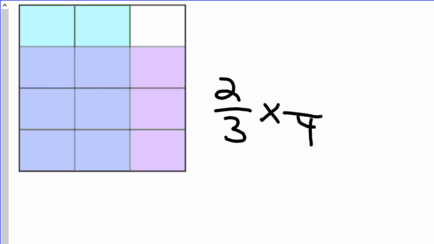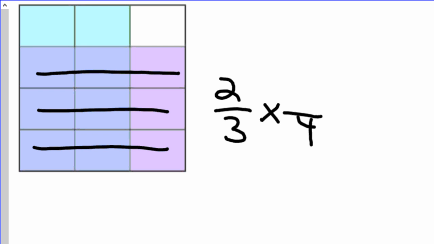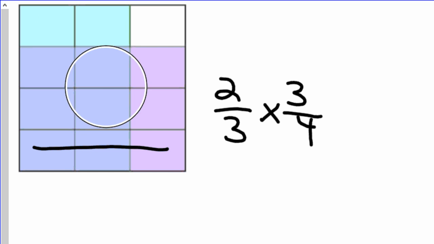Same thing for the rows of 4. How many of the rows didn't have white in it? This row has no white. This row has no white. This row has no white, but this row has a white block in it. So how many of those rows did not have a white block? Well, that answer is 3 out of 4. 3 out of 4 of those rows did not have white blocks.